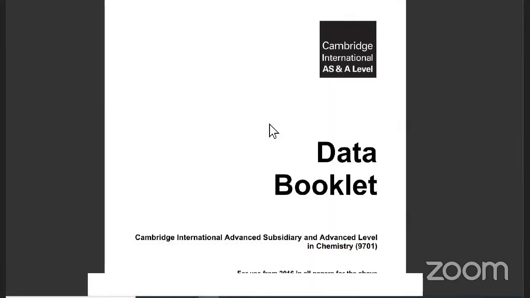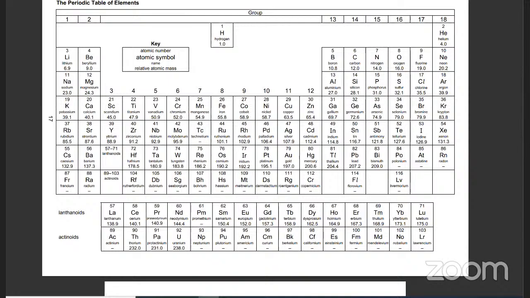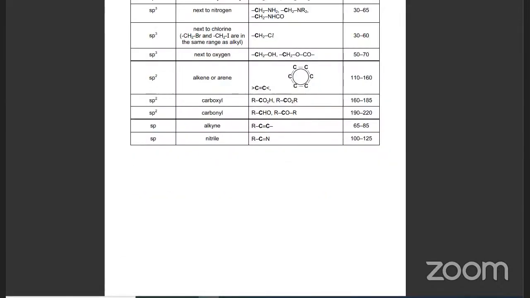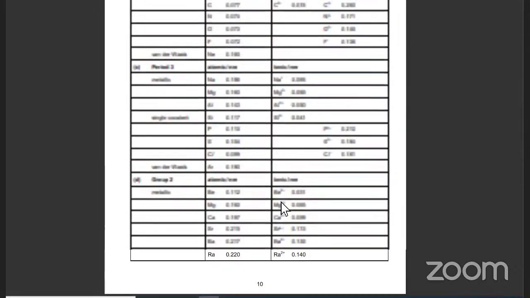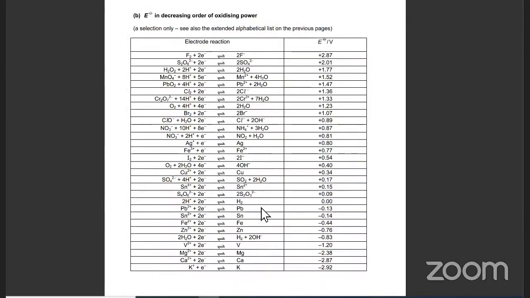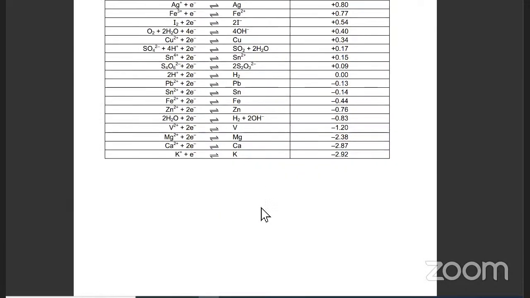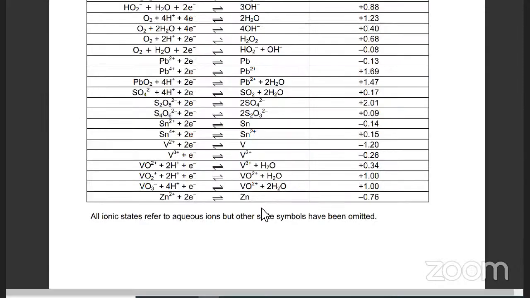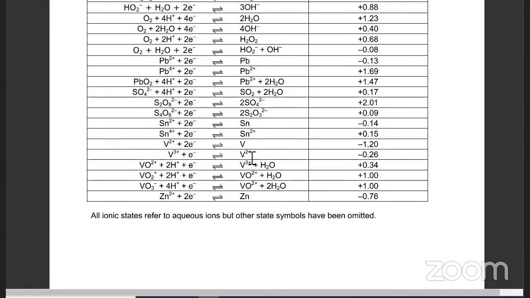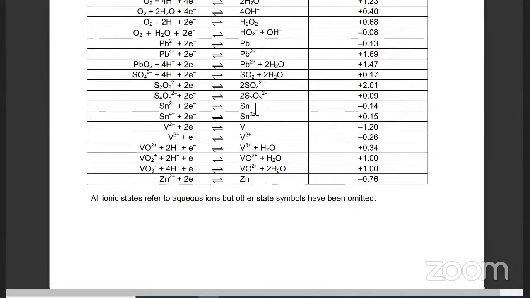+2, +3. One easy way to predict the likely oxidation state before this: now you won't have a data booklet with you. But previously, one easy way was that you could just look at the redox table, and over here you can figure out that vanadium is +2, it's +3. I think over here it's +4 as well. In VO2+, it's +4. So you can figure out the common oxidation states using this table. But now it's not there, so you would have to memorize the common ones.